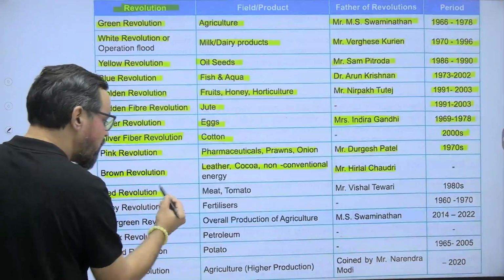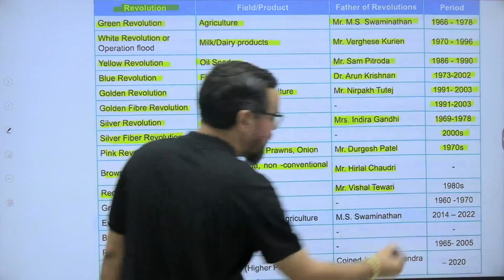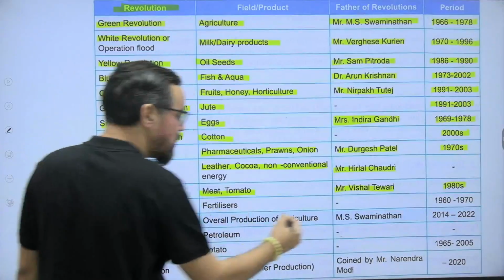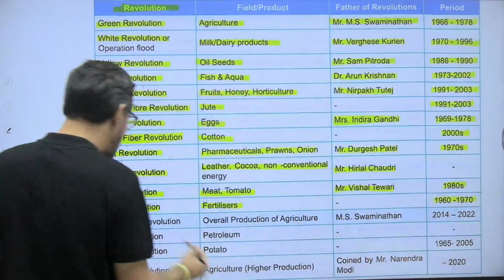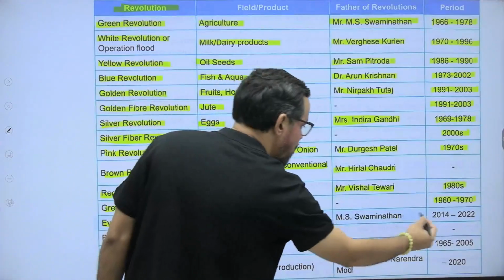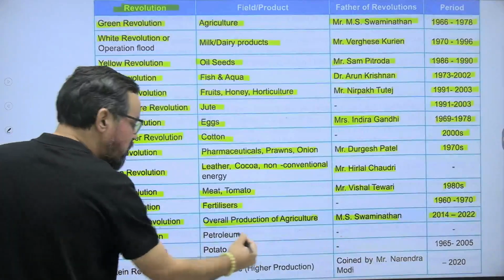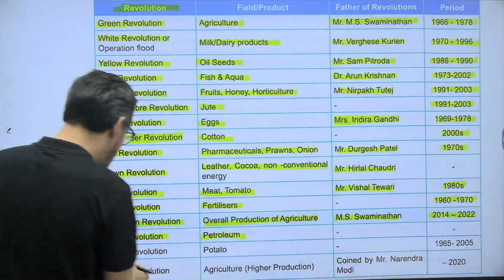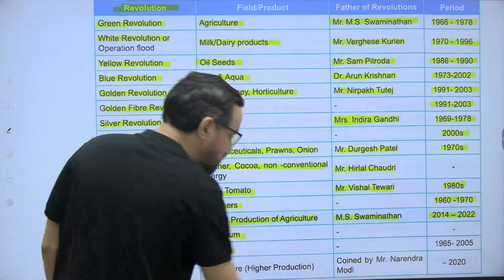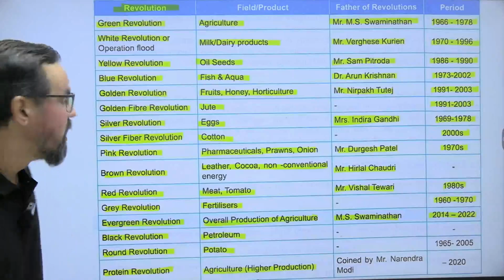Then we have Red Revolution, meat and tomato, Vishal Tiwari, 1980s. Grey Revolution, fertilizers, 1960 to 1970. Evergreen Revolution, overall agriculture, M.S. Swaminathan, 2014 to 2022. Black Revolution, petroleum. Then we have Round Revolution, potato. Protein Revolution, agriculture, coined by Mr. Narendra Modi in 2020 itself, right? So this is the list.